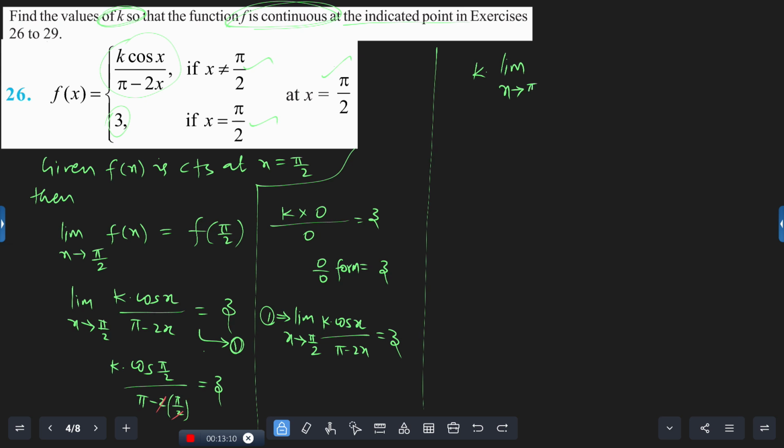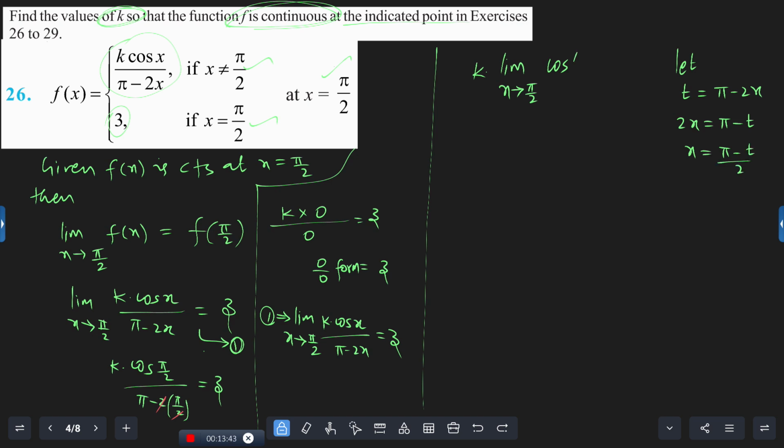So k, limit x tends to pi by 2. We have cos, let it be. Here I am assuming the whole denominator equal to t. T is equal to pi minus 2x. After I change, what am I getting? We have cos x here, so find x from here. Minus 2x when you bring opposite becomes plus 2x, pi, t when you send opposite. Now I need x, so send the 2 opposite, divided by 2. This is my x.